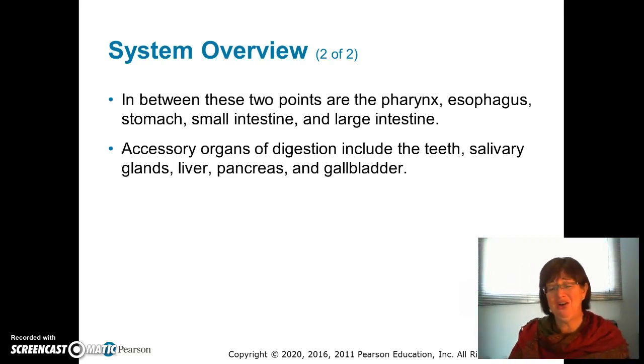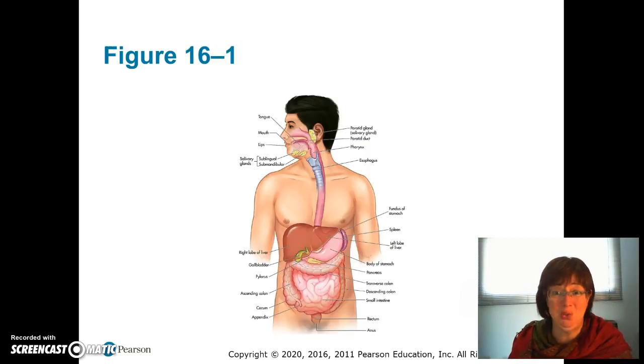You also have what are called accessory organs, and accessory organs help in the digestion, but the food doesn't actually go through them. This includes the teeth, the salivary glands, the liver, the pancreas, and the gallbladder. I kind of wonder about the teeth, but anyway. The salivary glands, liver, and pancreas make enzymes which get dumped into the gut, but the food doesn't pass through them themselves. And the gallbladder just stores.